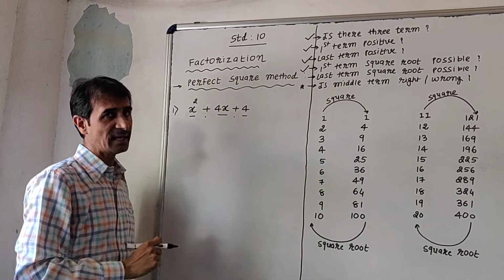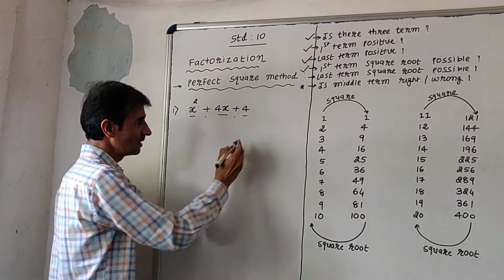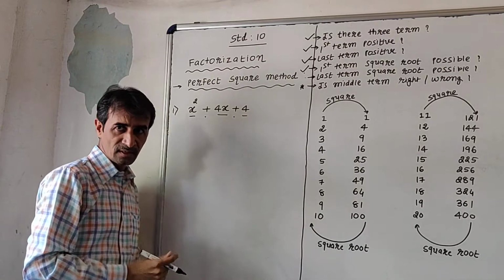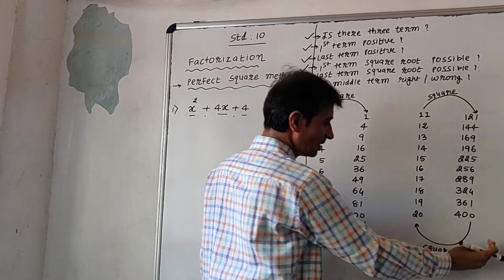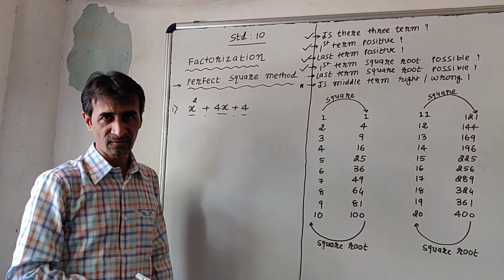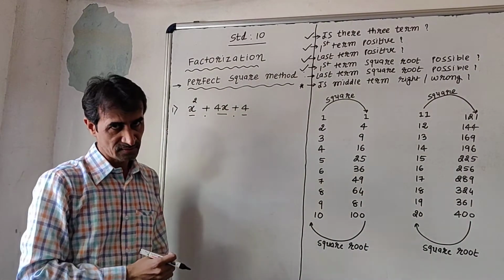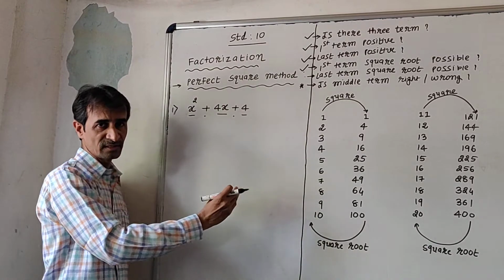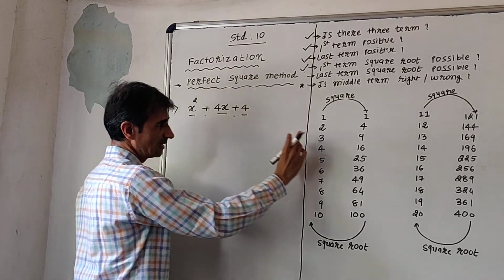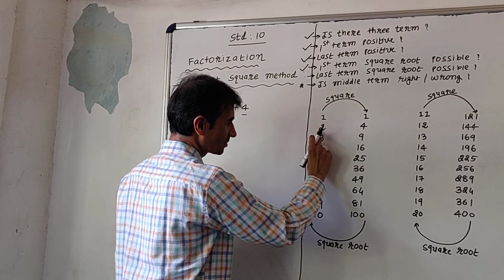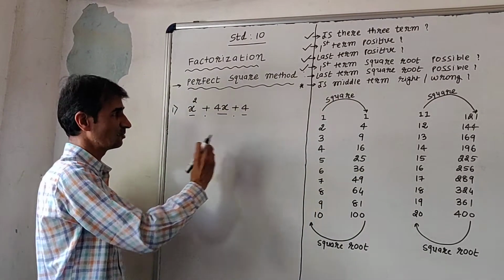Now, is the last term's square root possible? Now here you can see this is my 4. For your convenience, the chart is already on the board. Now the squares and square roots from 1 to 20 are there, no? You must remember this. Okay, now is the last term's square root possible? Yes, here is the 4, so the square root is 2, and that is okay.